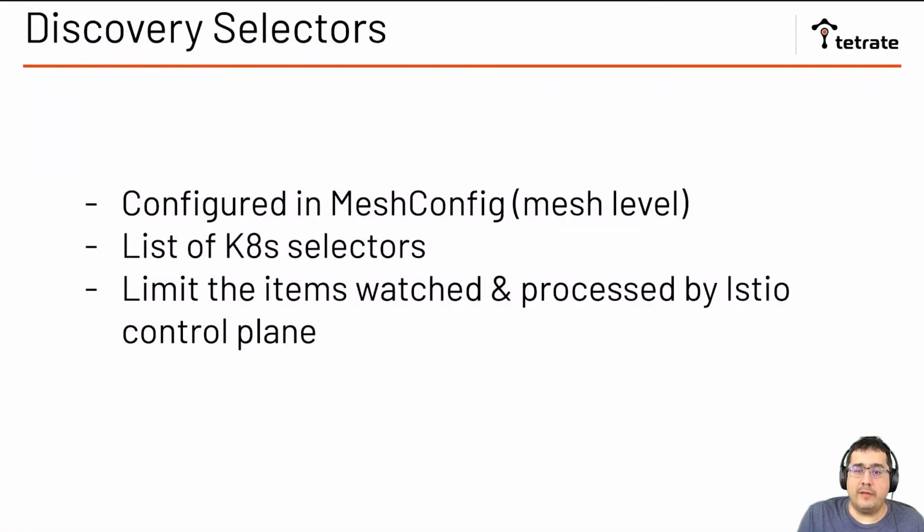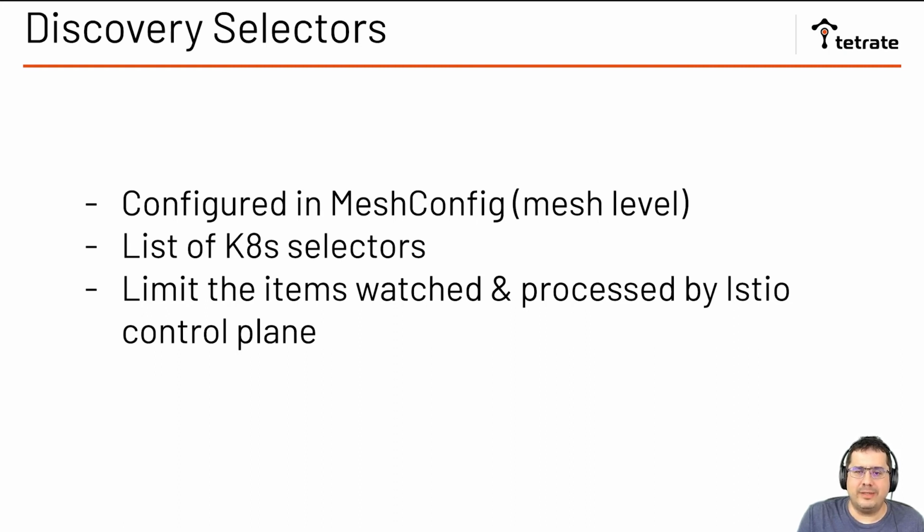So let's talk about the discovery selectors now. The discovery selectors can be configured at the mesh level in mesh config, and they're just a list of Kubernetes selectors that specify the set of namespaces that Istio watches and updates when pushing configurations to the sidecar. Just like with the Sidecar resource, the discovery selectors can be used to limit the number of items that are watched and processed by the Istio control plane.